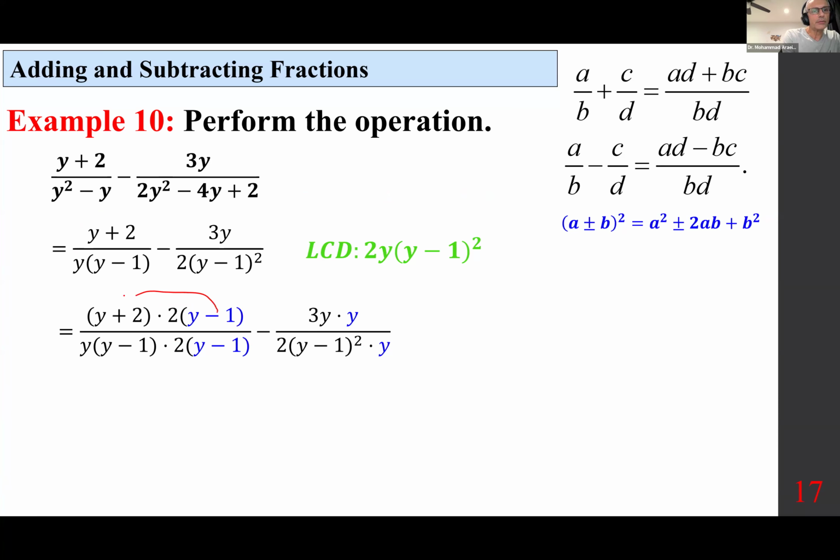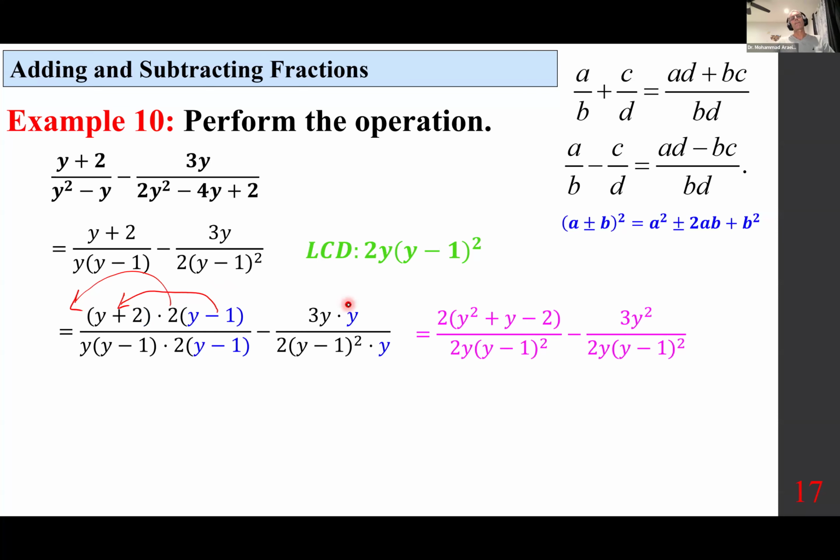Then you multiply these two, you FOIL it, and you keep the 2 out, which means this one times this one is y, then 2 and negative 1, they add up to positive 1 times y, and then minus 2. This is simply negative 3y squared. Distribute the 2, we get 2y squared plus 2y minus 4, and then minus 3y squared. And we keep the common denominator.